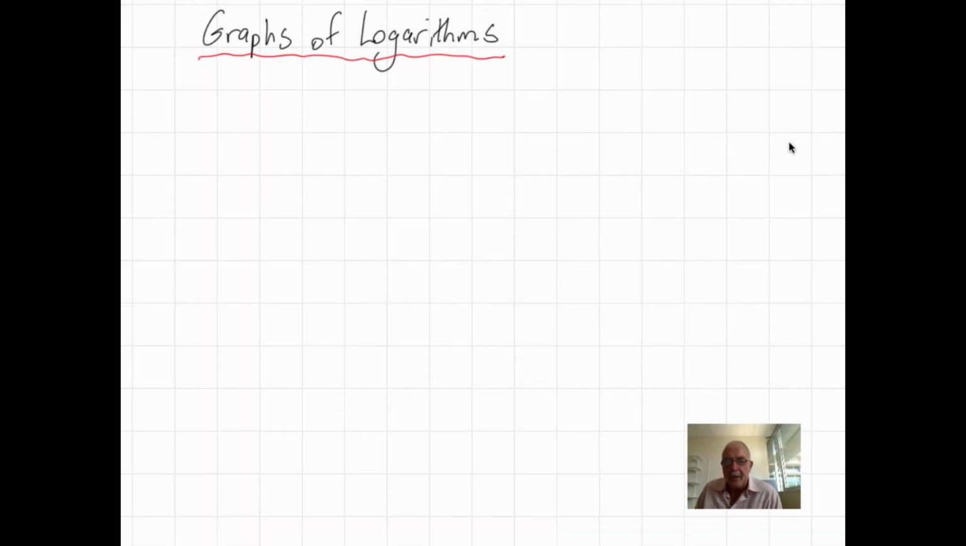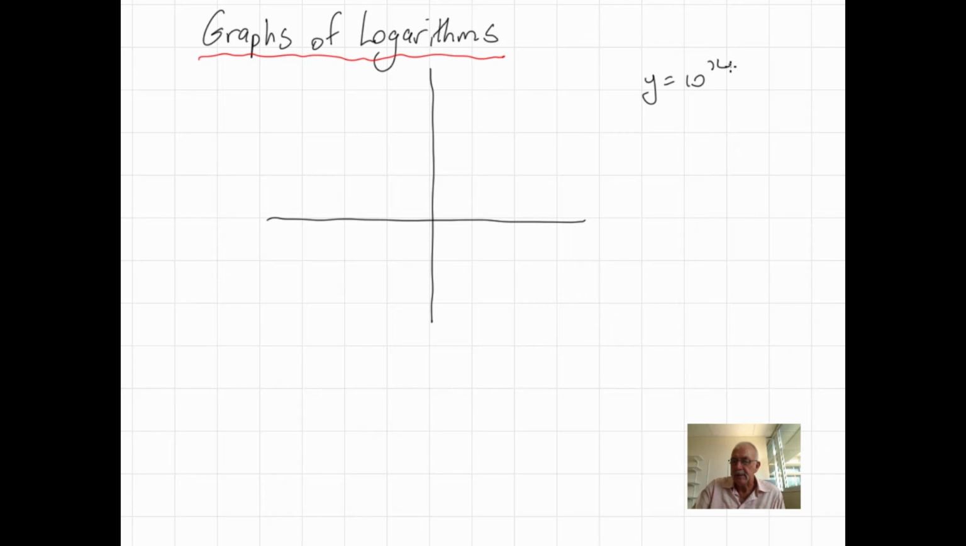It's important to get an idea of what the graphs of logarithms look like. And we've already said that the log function is the inverse of raising to the power. So let's put both of them on the same graph, and we'll start by looking at y equals 10 to the power of x. And from previous work, we know that this function will look a little bit like this.